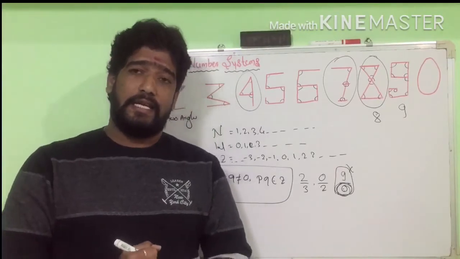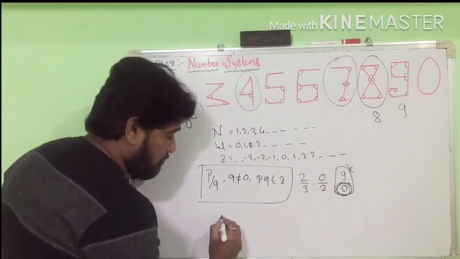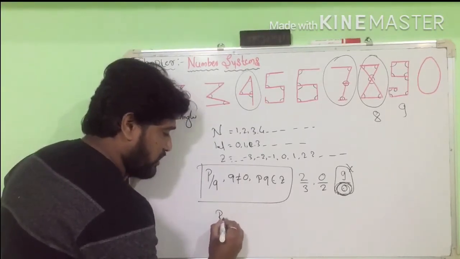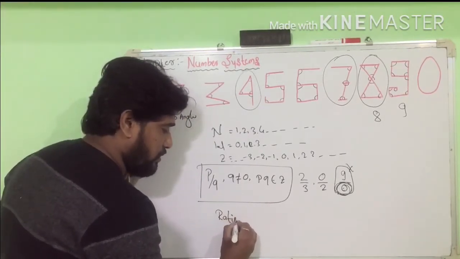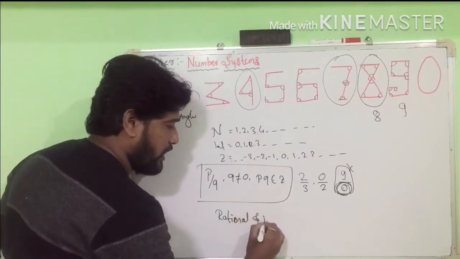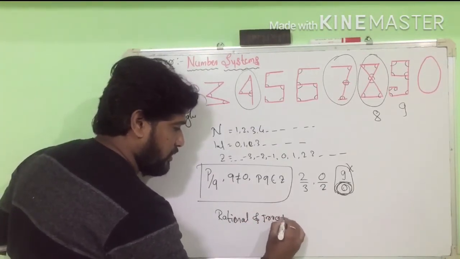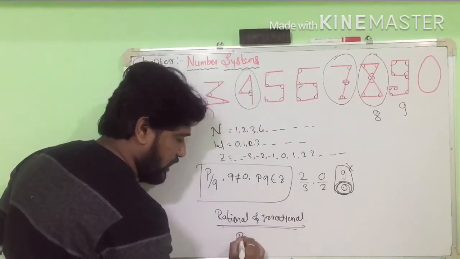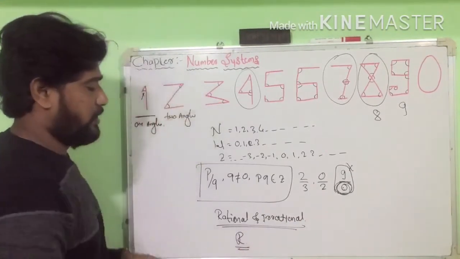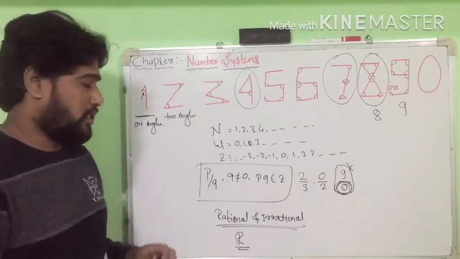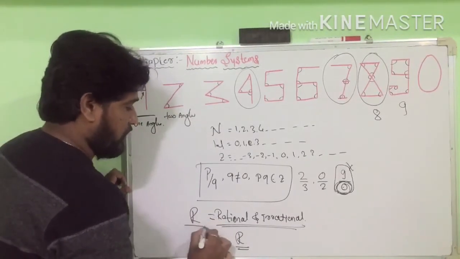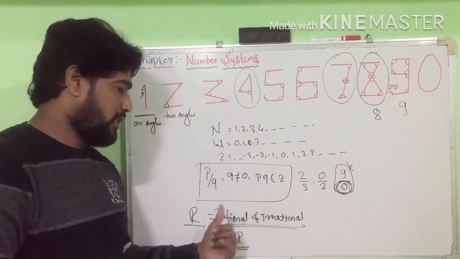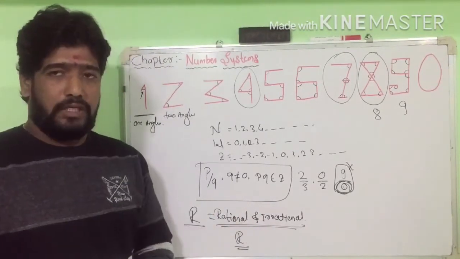So next one, real number. So what is a real number? The combination of rational numbers and irrational numbers is called a real number, and real number is denoted by R. Rational numbers and irrational numbers together are called real numbers. Is it clear? So the combination of rational and irrational is called a real number, right?